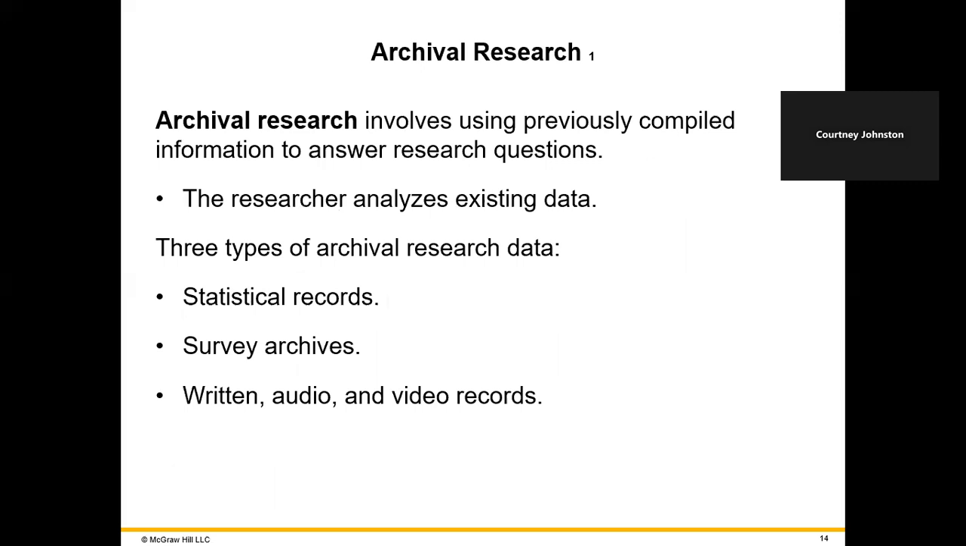This is when we use information that's already out there to answer research questions. Maybe it's census information, maybe it is FBI information or other governmental databases. There's also a lot of collegiate institutions that have data sets that you can use. That would be archival research. You're analyzing existing data. It might be statistical records, survey archives, written, audio and video records.